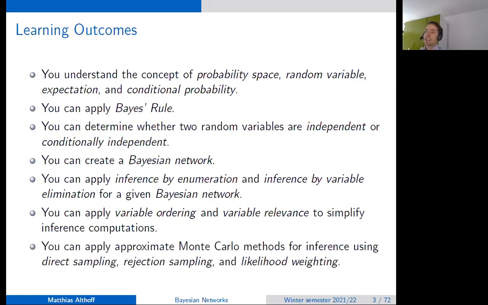Okay, and then finally, as I mentioned, because we work with probabilities, we can approximate the probability values using Monte Carlo methods. And there we will look into direct sampling, rejection sampling, and likelihood weighting.